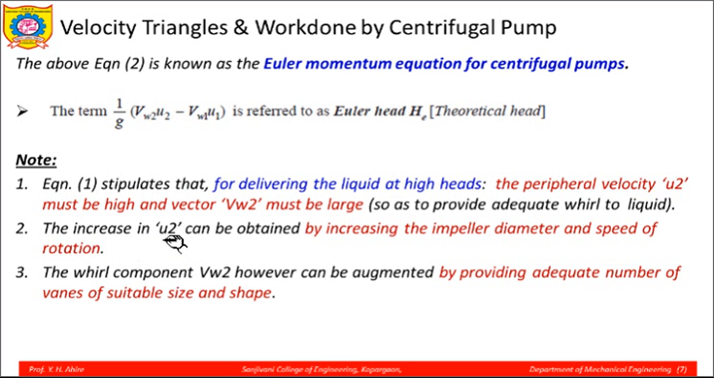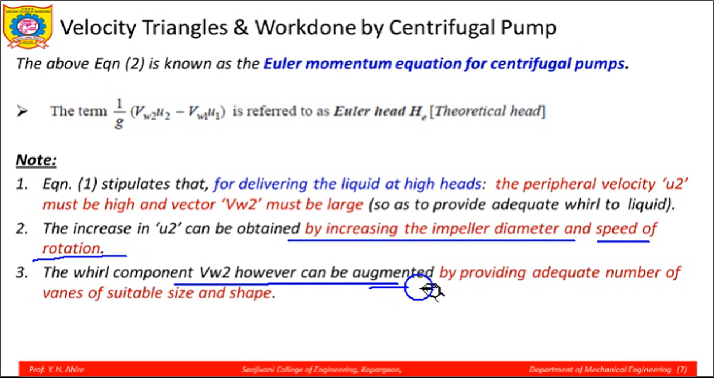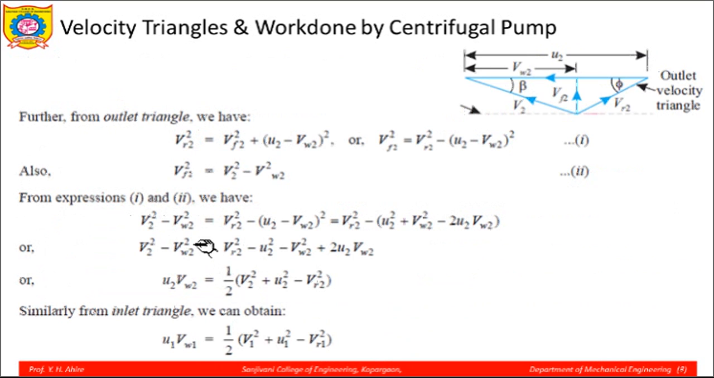Now the increase in U2 can be obtained by increasing the impeller diameter, and also by increasing the speed of rotation of the impeller. While the whirl component VW2 can be augmented by providing an adequate number of vanes of a suitable size and shape onto the impeller, right?